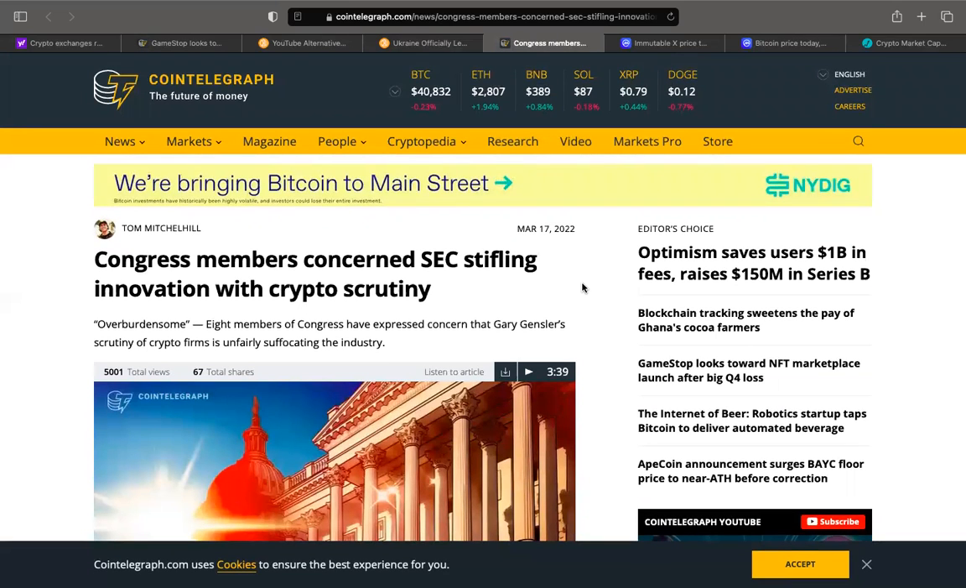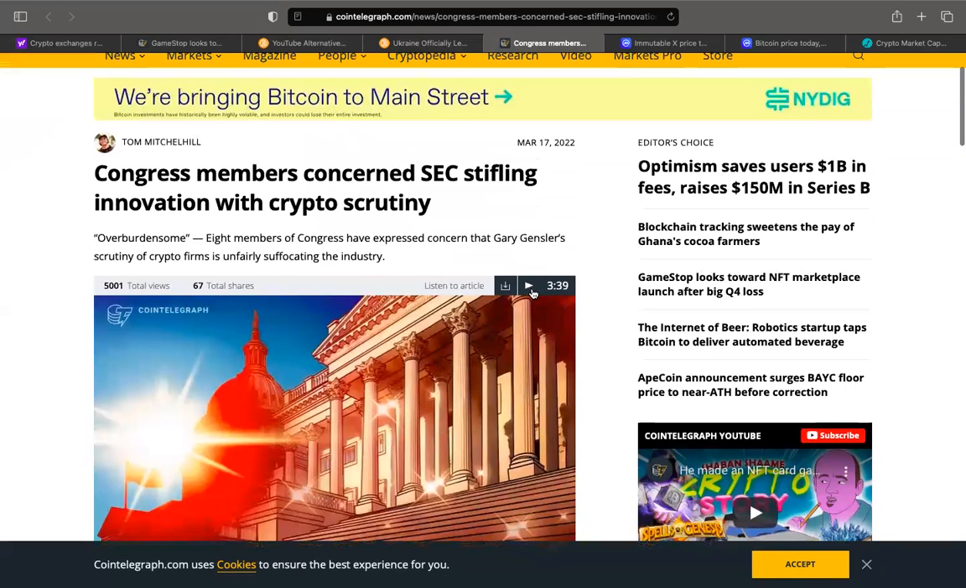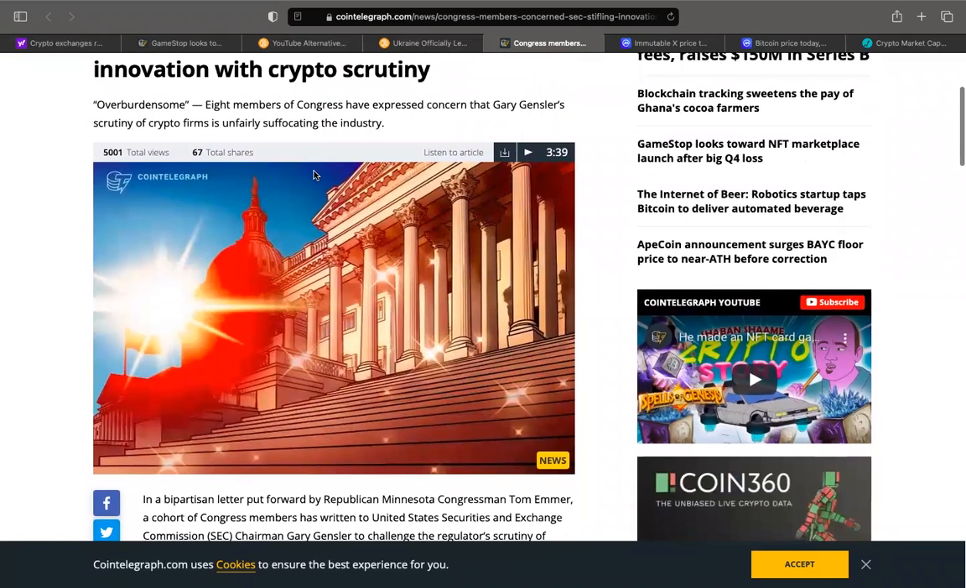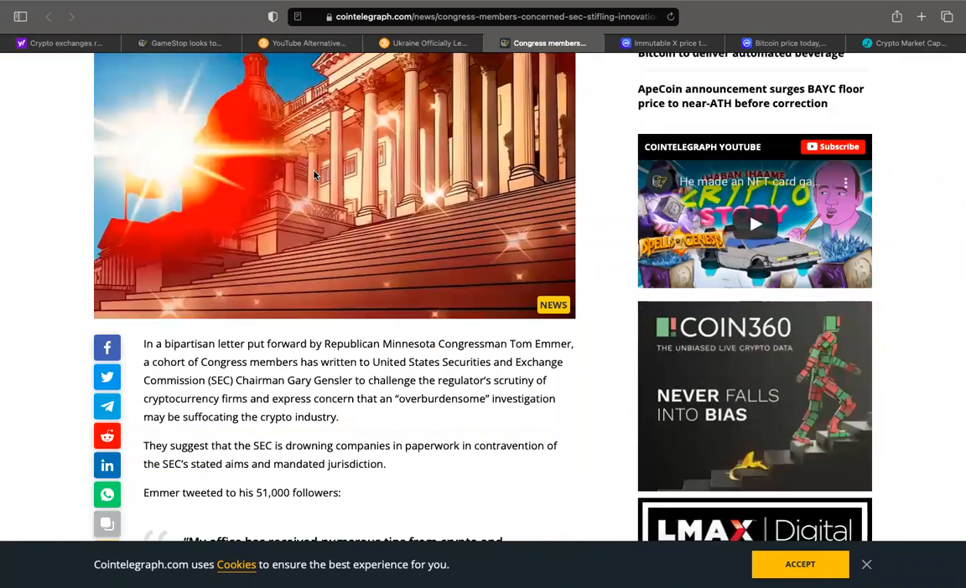All right, next article here is also from Cointelegraph. Congress members concerned SEC stifling innovation with crypto scrutiny. Yes, of course. That's what I've been saying all along. Dirty Gary Gensler. But now, there's 8 members of Congress who have really expressed that concern through a letter.